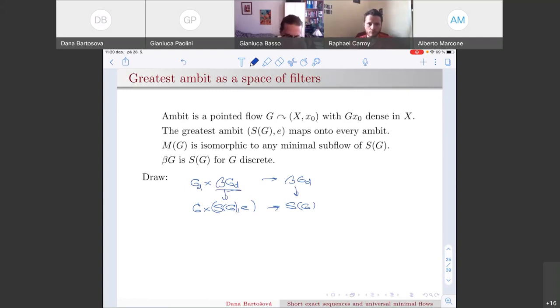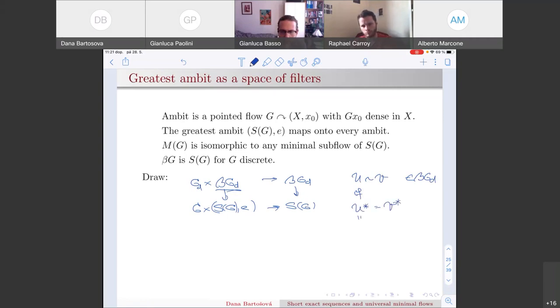And Samuel, in his thesis in '48, described exactly how this quotient looks. It was more general, in metrizable spaces or in uniform spaces, but I'll just say it for groups. So we will say that two filters U and V are in this equivalence relation, and these are arbitrary ultrafilters on G, if their envelopes are the same. These are Samuel envelopes, and he calls them this.